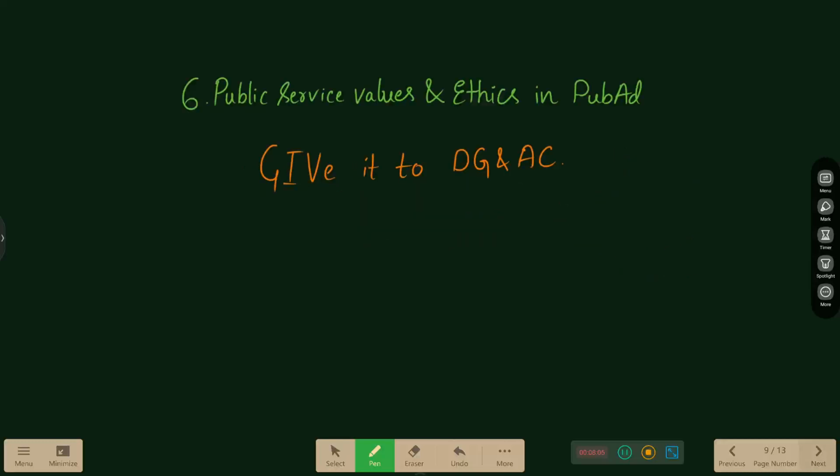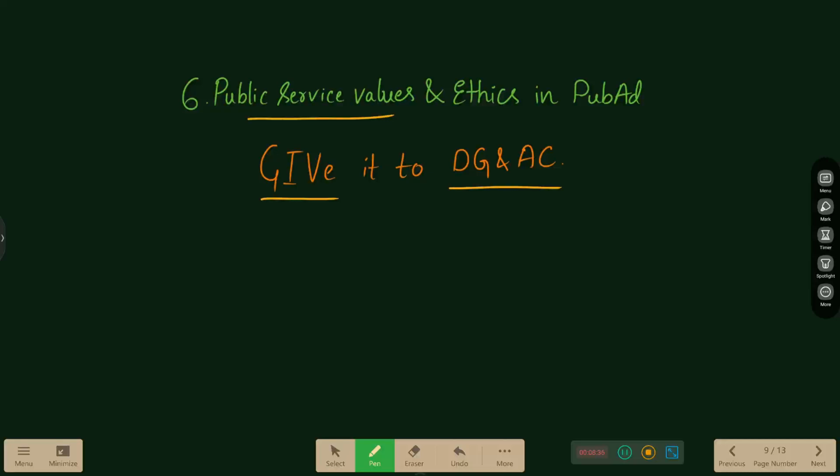The 6th chapter is Public Services Values and Ethics in Public Administration. Here you need to know a few keywords which are mentioned explicitly in the syllabus. For that, I have made a mnemonic. You need to remember this. This mnemonic will help you to memorize those keywords mentioned in the syllabus. So I have made a mnemonic: give it to DC.